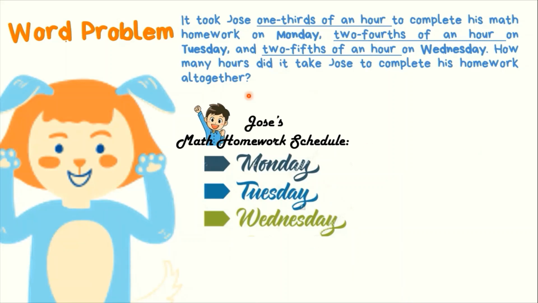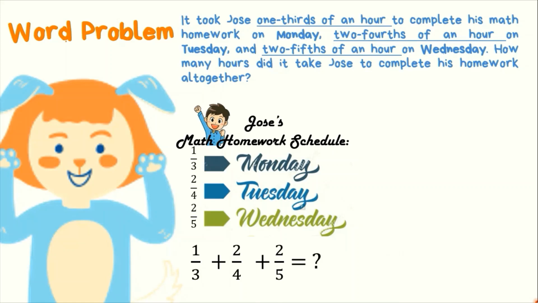Ito si Jose, itong kanyang schedule nung siya ay gumawa ng kanyang math homework. On Monday, sa isang oras, gumawa siya ng 1/3 of an hour. Noong Tuesday, 2/4 of an hour. At noong Wednesday naman ay 2/5 of an hour. Ang tanong bale ay, ilang oras ni Jose natapos yung kanyang math homework?